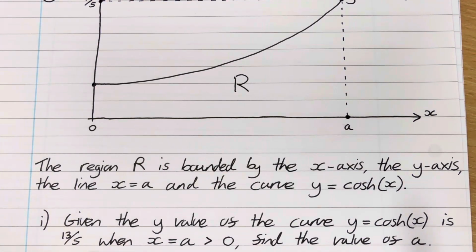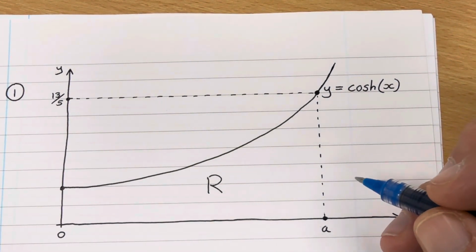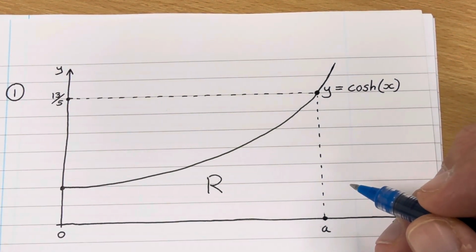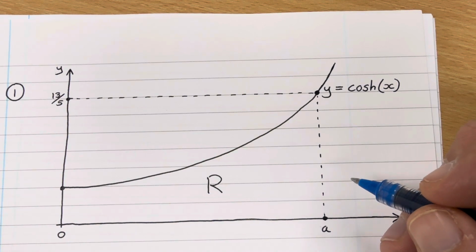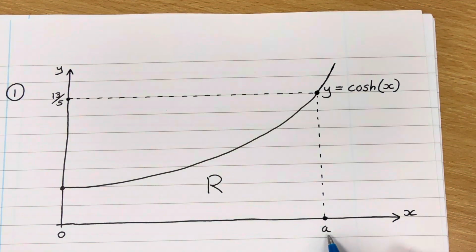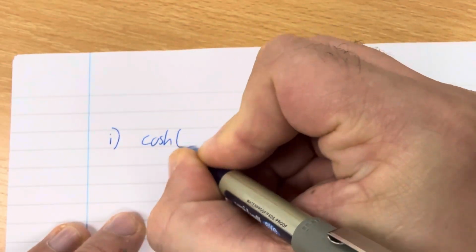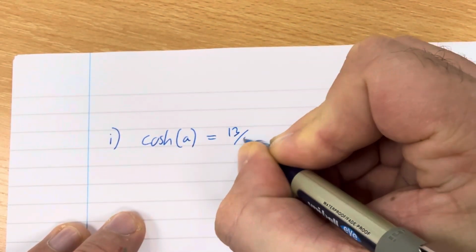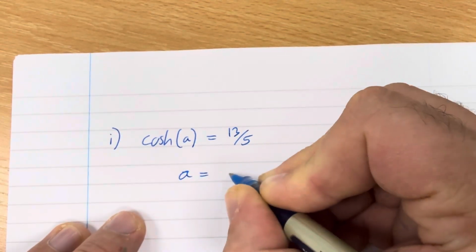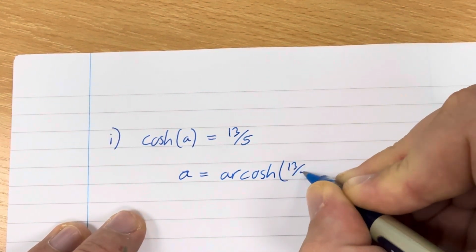Given the y value of the curve, y equals cosh x, find the x value at that point. Okay, so from the formula book, we have a definition for the inverse cosh function. So we know that cosh of a is 13/5. So we can use that to say that a must equal the inverse cosh, which is the arcosh function, of 13/5.